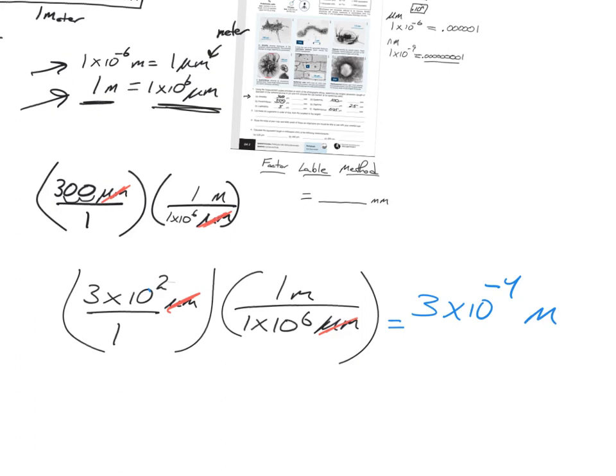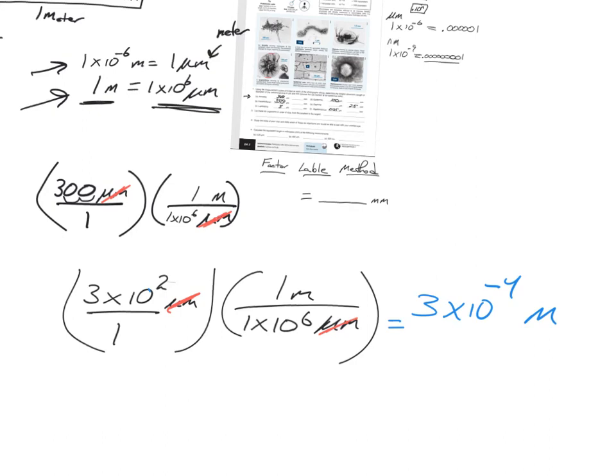That's how many meters I have if I have 3 micrometers, it's 3 times 10 to negative 4 meters. 300 micrometers is equal to 3 times 10 to negative 4 meters. Are we good with this so far? Yes. So they see how easy that is? You don't even need a calculator if you remember that rule.